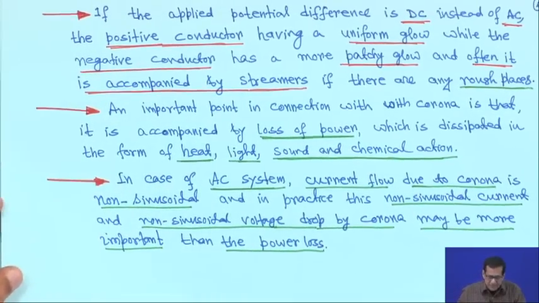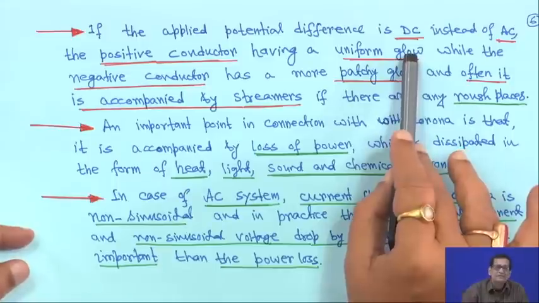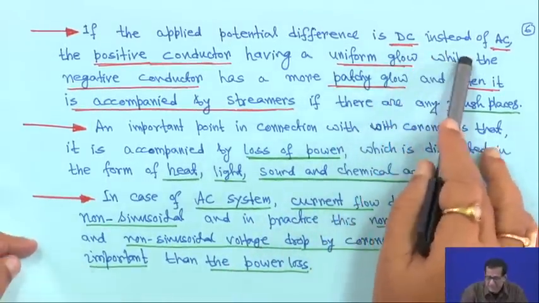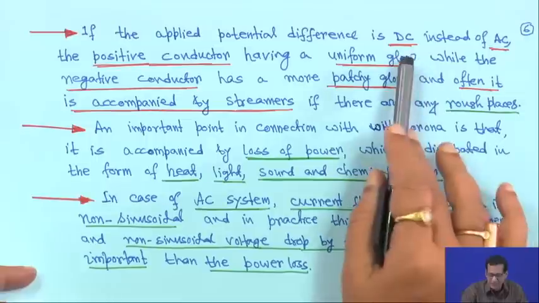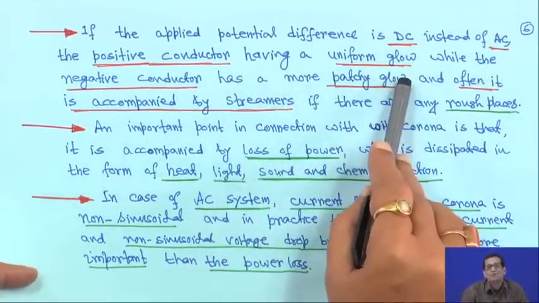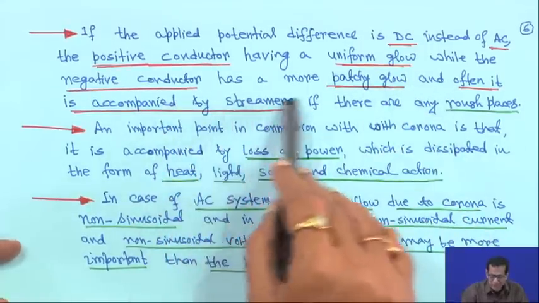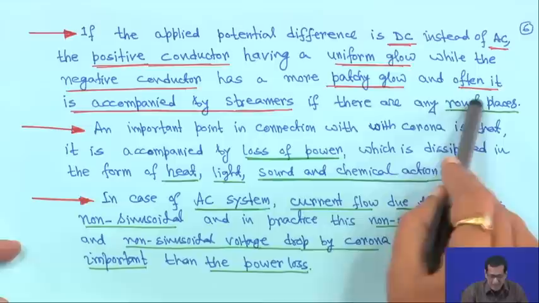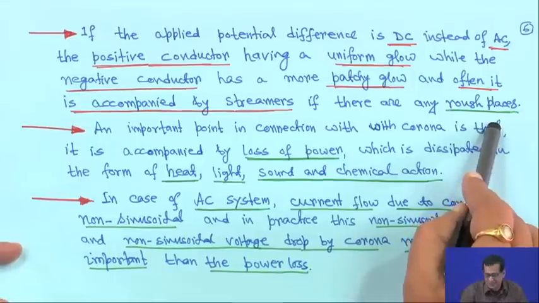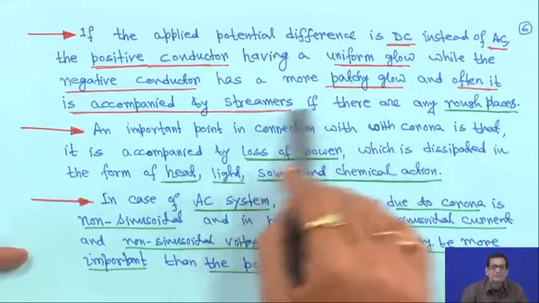So, if the applied potential difference is DC, this is a question to you, I will only mention it, but the answer you should give to me. If the potential difference is DC instead of AC, suppose we are now applying DC voltage instead of AC, the positive conductor will have a uniform glow, while the negative conductor has a more patchy glow, and often it is accompanied by streamers if there are any rough places. Streamer means jumping streamers if there are rough places, right.